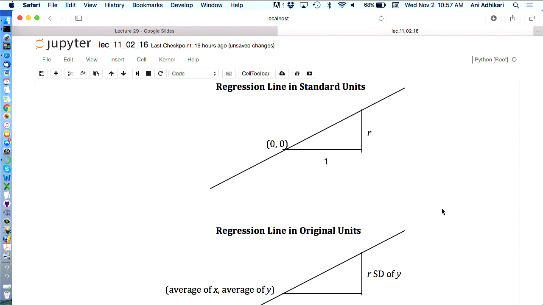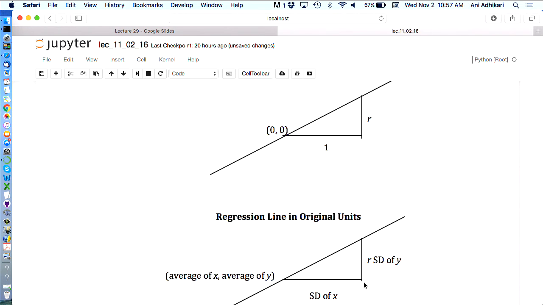The first picture we understand very clearly. The regression line, this is in standard units, passes through the origin. For every SD you go over, you go up only r SDs. Yes? So if you redraw this picture in the original units, then this point becomes the point of averages. Yep? So your regression line goes through the point of averages. And then if you go over an SD of x, you don't go up a full SD of y, you only go up r SDs of y. Distances are now measured in SDs.